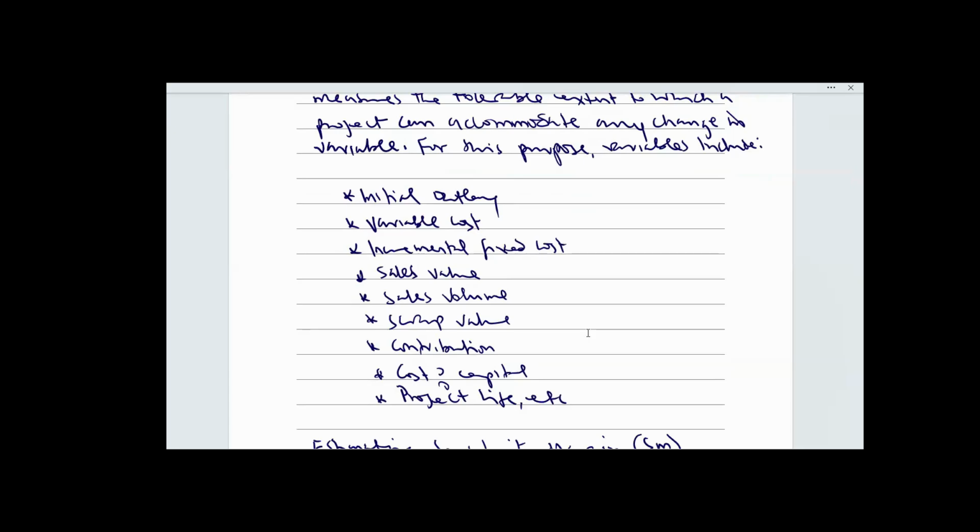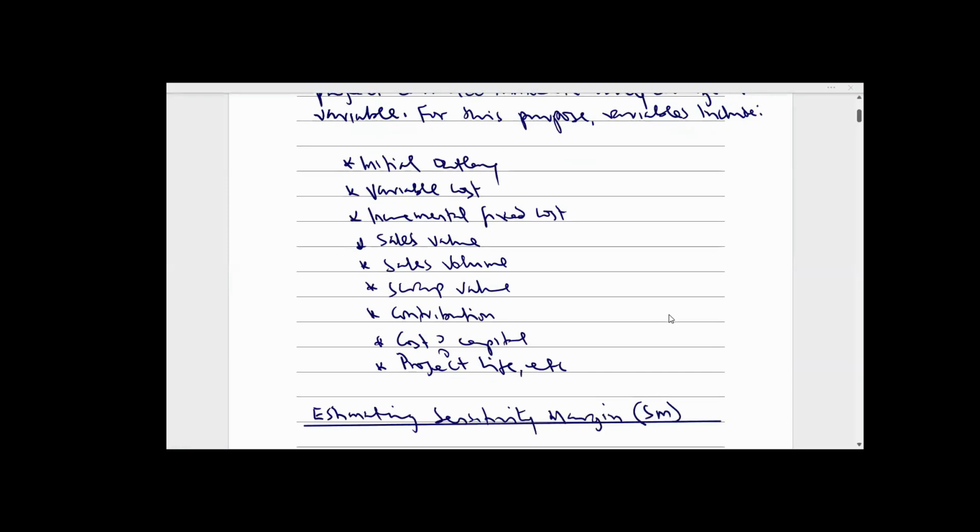Sensitivity analysis measures how sensitive the project NPV is to each of the variables. You want to know what if your initial outlay increased by a specific percentage? Can the project still be viable? If the sales volume, for example, reduced by 5%, can the NPV still be positive? This is what sensitivity analysis measures.